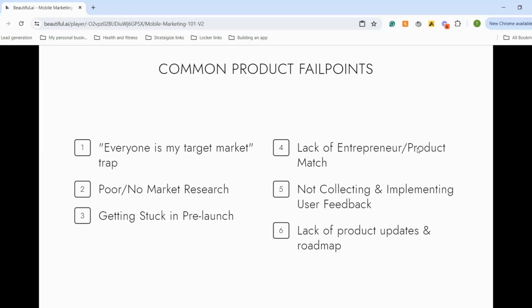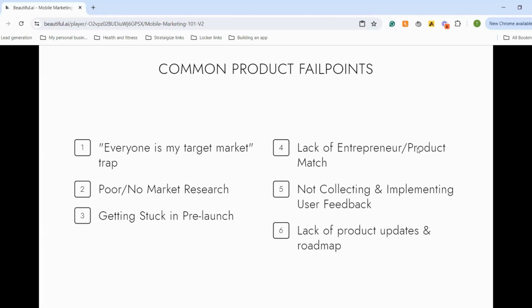The next one is getting stuck in the pre-launch phase. So continuing to build out a product, and sometimes this can span years, and continue to develop, but they're lacking the key ingredient. They're not getting any feedback from their eventual user base. They're essentially creating the product for themselves. So the best way to do it there is launch an MVP, get it out to the market, get user feedback and build the product with your user base.